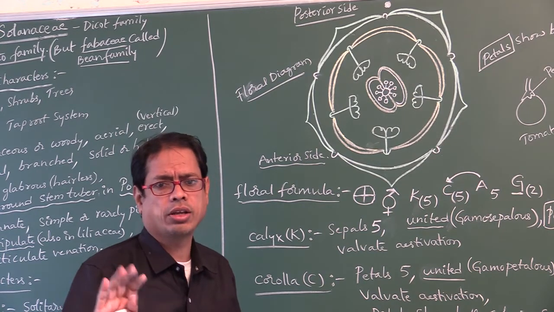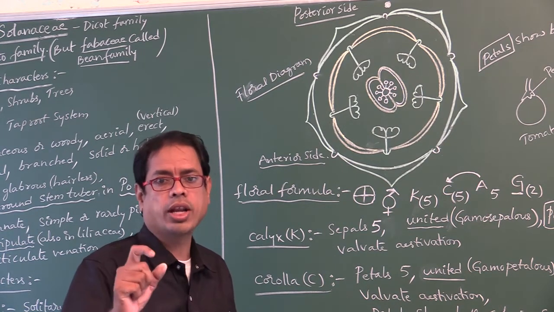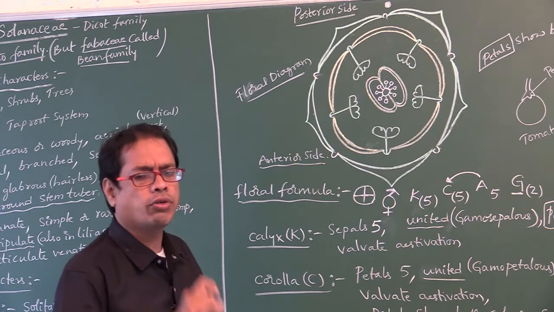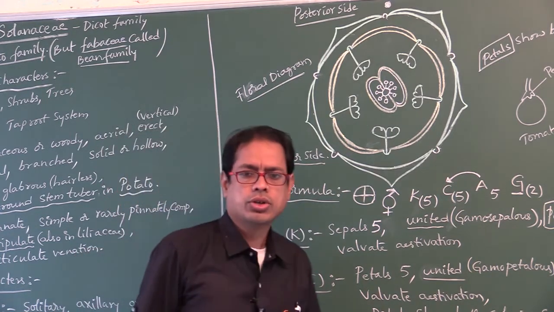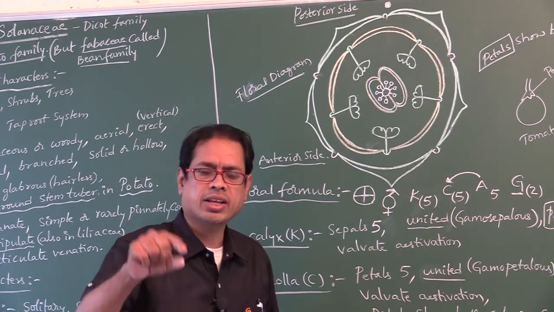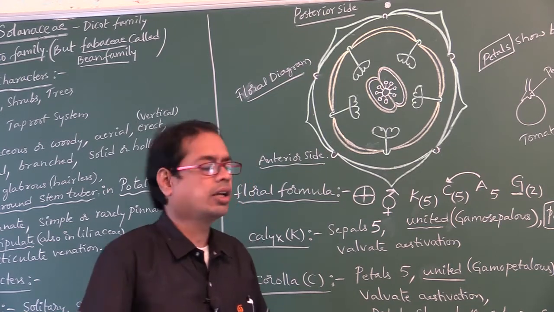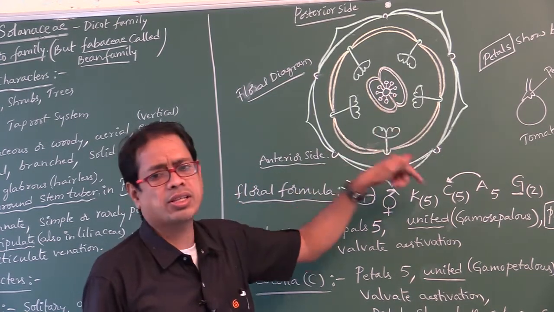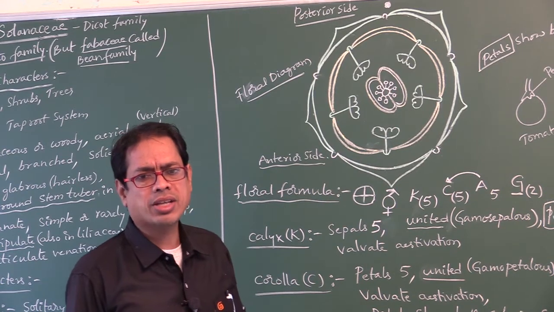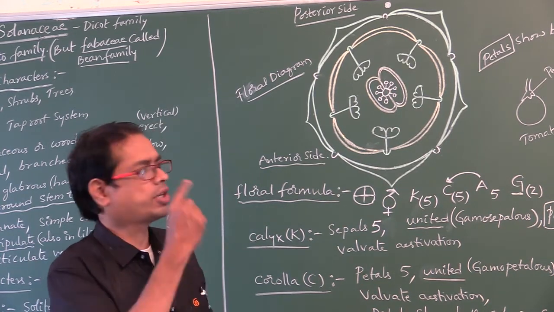Placentation is axial only, but the central part is somewhat swollen. Swollen placenta is found in Solanaceae. So, as ovules are borne on central axis with a swollen placenta, it is called swollen axial placentation. Swollen axial placentation is found in Solanaceae.